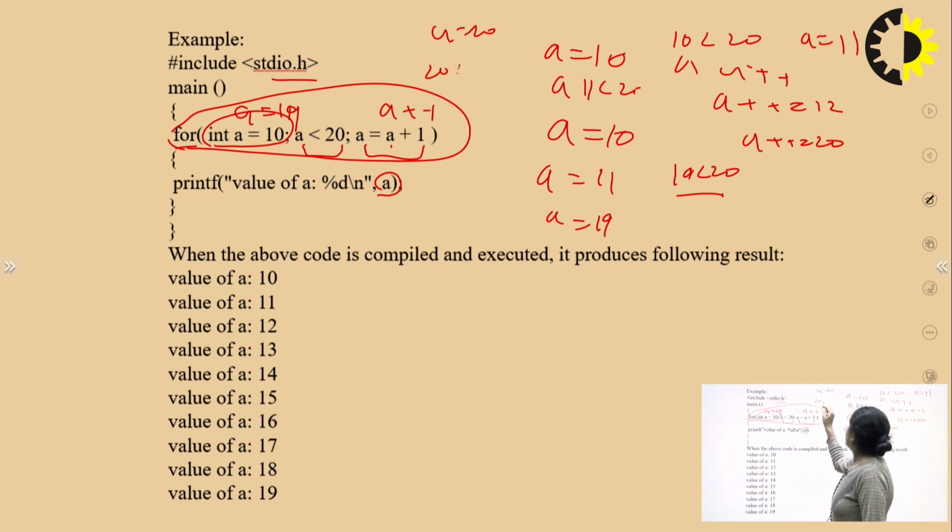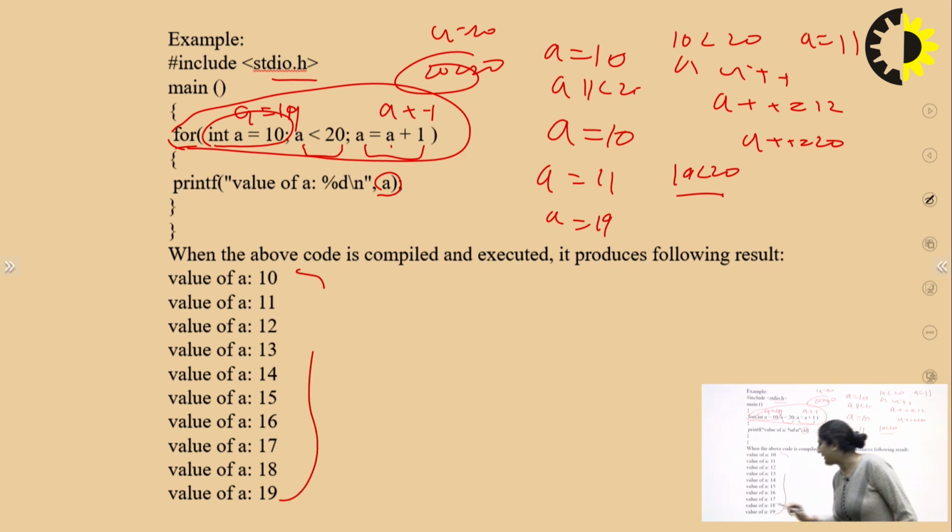Again 20 is less than 20, condition false. It will come out from the loop, and it will print only from 10 to 19. So this is the while, do while and for loop. All three are loops. So the output will be same for all three: values from 10 to 19. But implementation and execution style is different for all three.